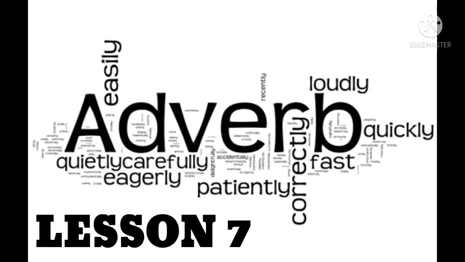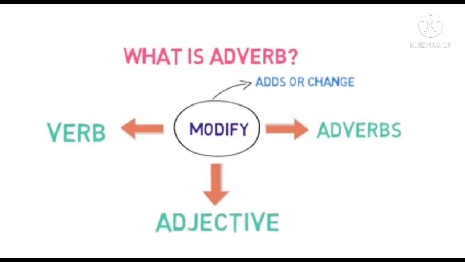Students, today we will take lesson 7, adverbs, from the English Grammar book. Let's understand what an adverb is. As you can see on the screen, an adverb is a word that modifies, adds to, or changes the meaning of a verb, an adjective, or another adverb.